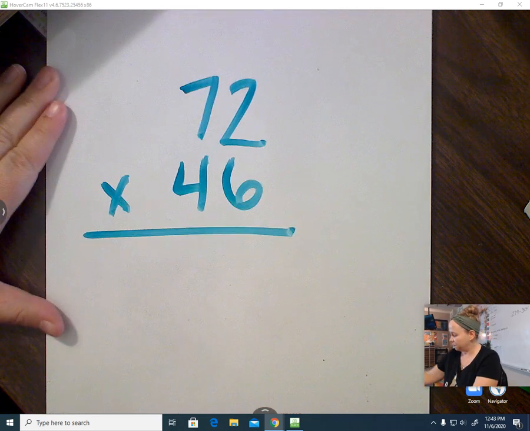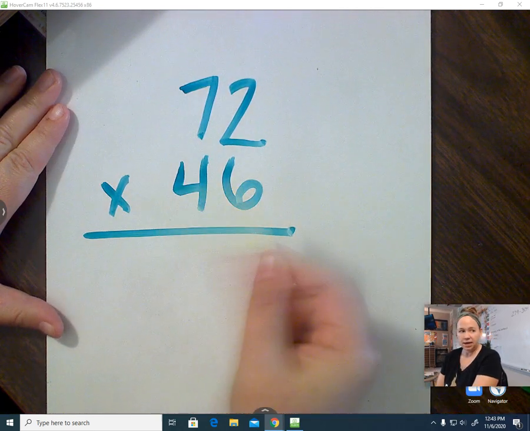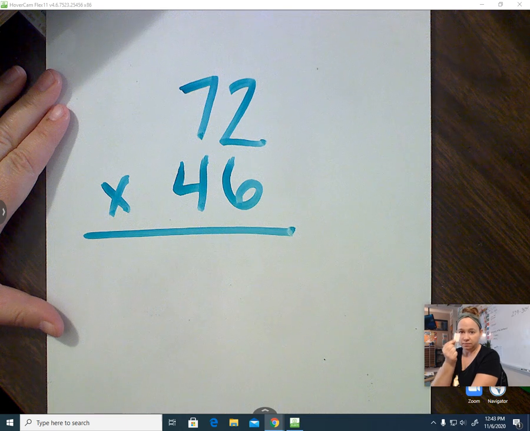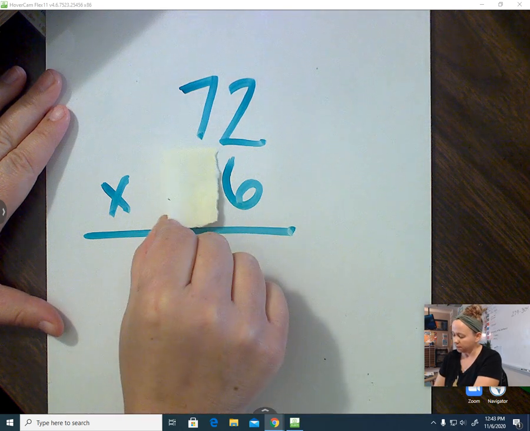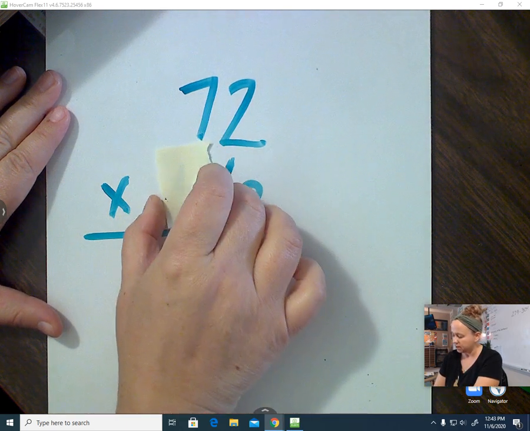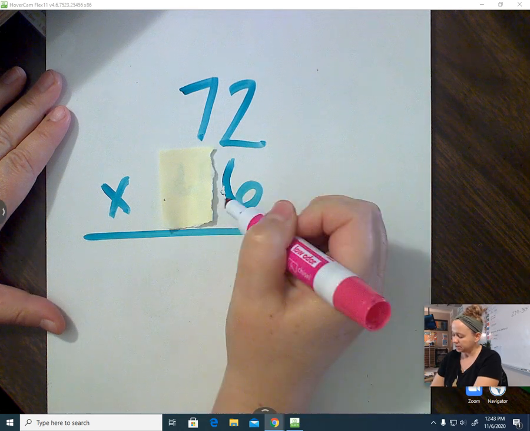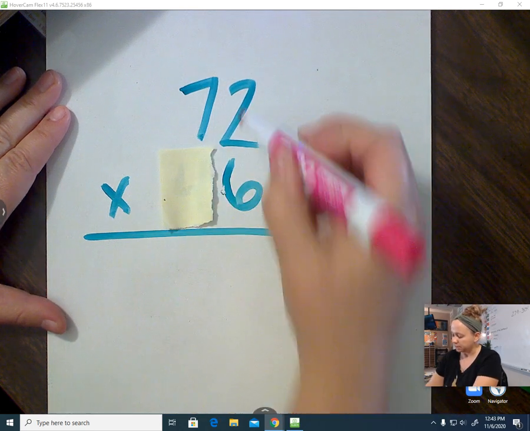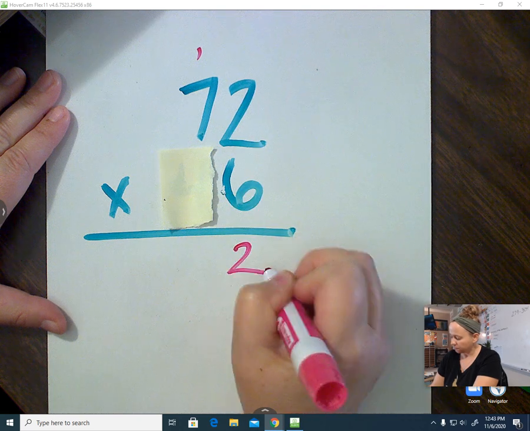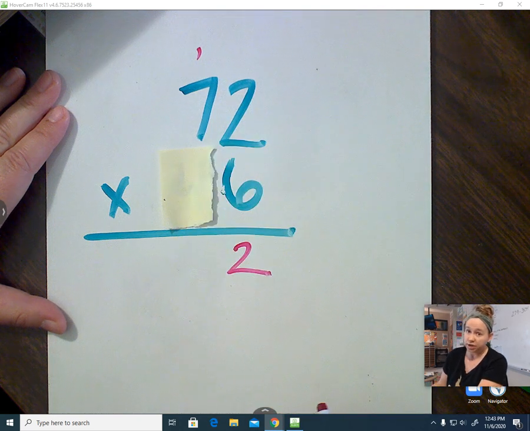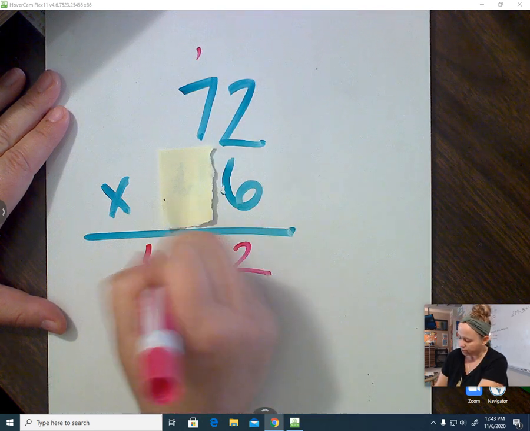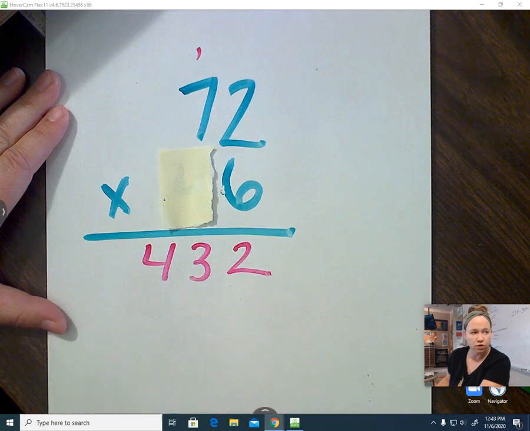All right, here we go. Remember, handy dandy number cover, very expensive. I'm going to cover up the number in the tens place, pretend it's not there, and I'm going to multiply 72 times 6. So 2 times 6 is 12. 6 times 7, 42, plus 1 is 43. Check your first line. Do you have 432? If not, you made a mistake somewhere.